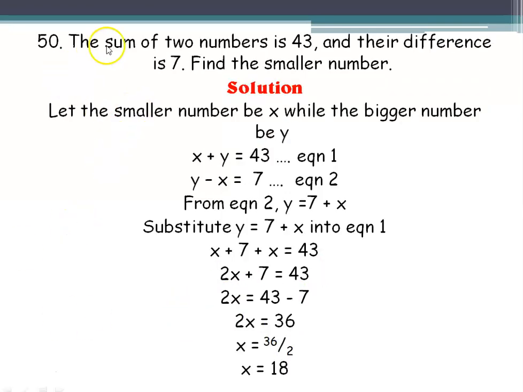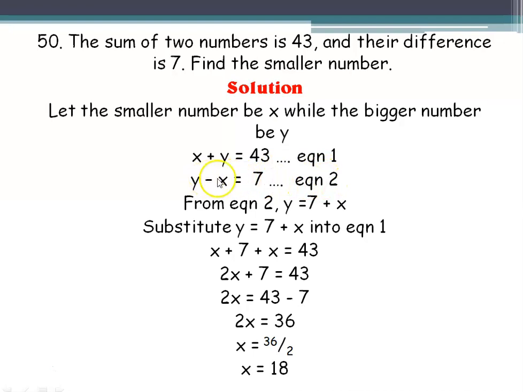Question 50 says the sum of two numbers is 43 and their difference is 7. Find the smaller number. Let me call the smaller number x, while the bigger number will be y. So x plus y, the sum of the two numbers, is 43. And for the difference, remember, the bigger number should come first: y minus x is equal to 7. I call this equation 1 and this equation 2.